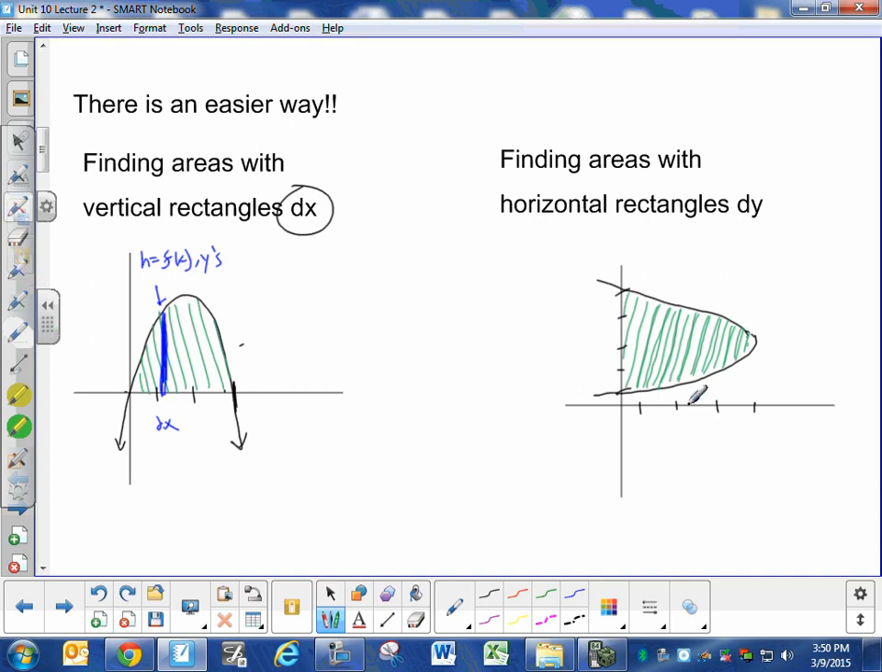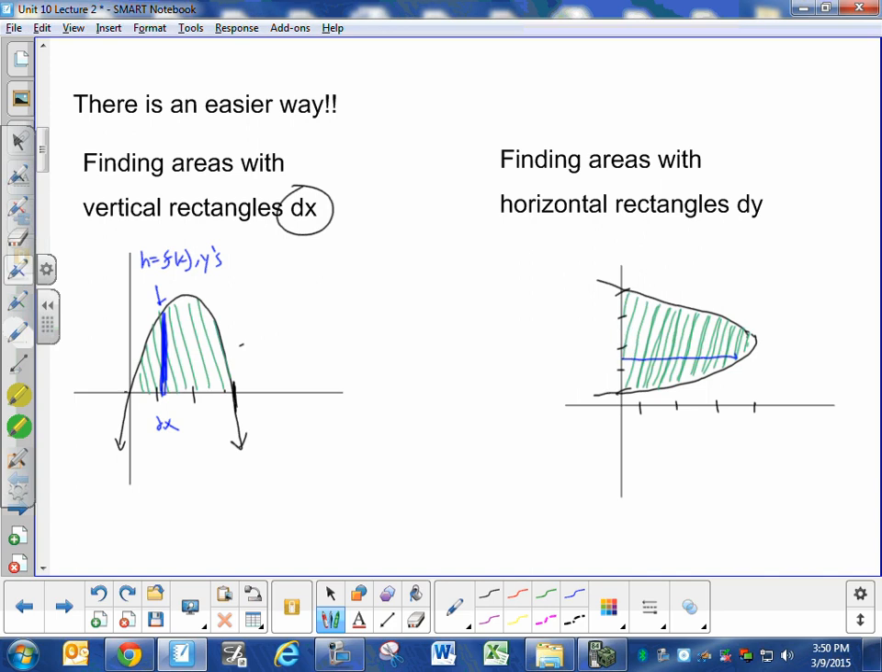Well, what if I wanted to find the area here? Well, there are two ways. You can either have the top piece minus the bottom piece. That would create this rectangle right here. But then we have, you know, a y minus a y. Or I could take that rectangle and put it this way.